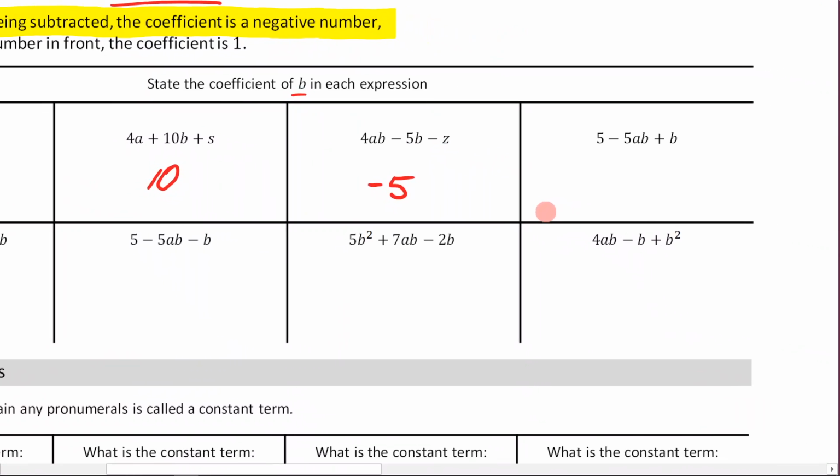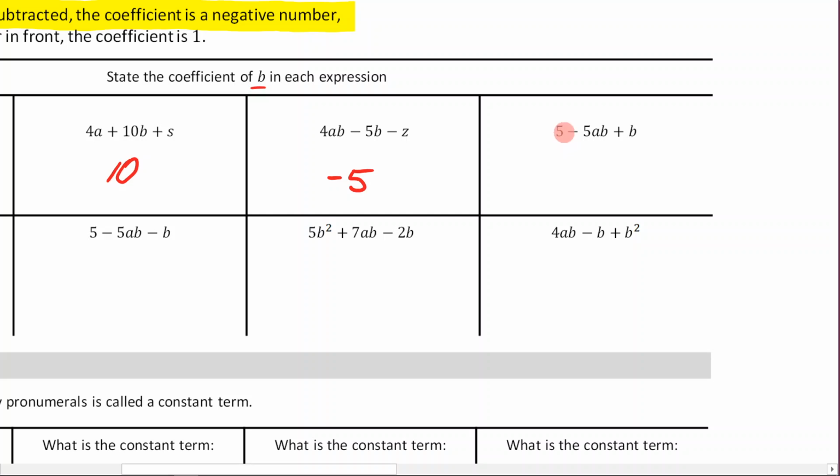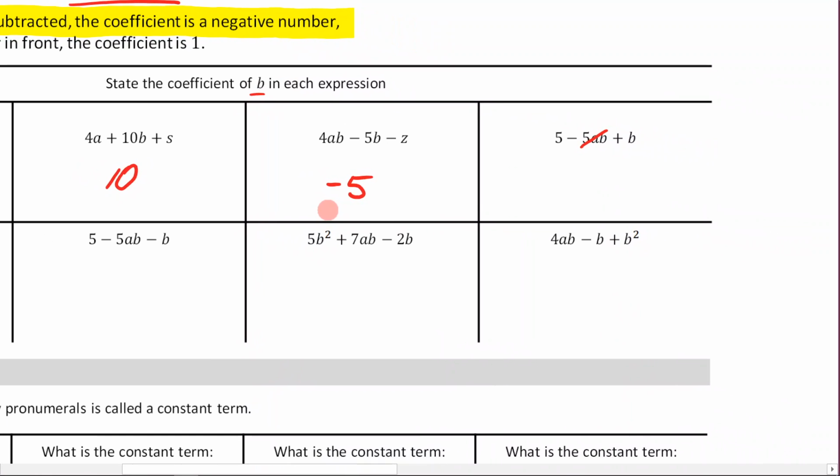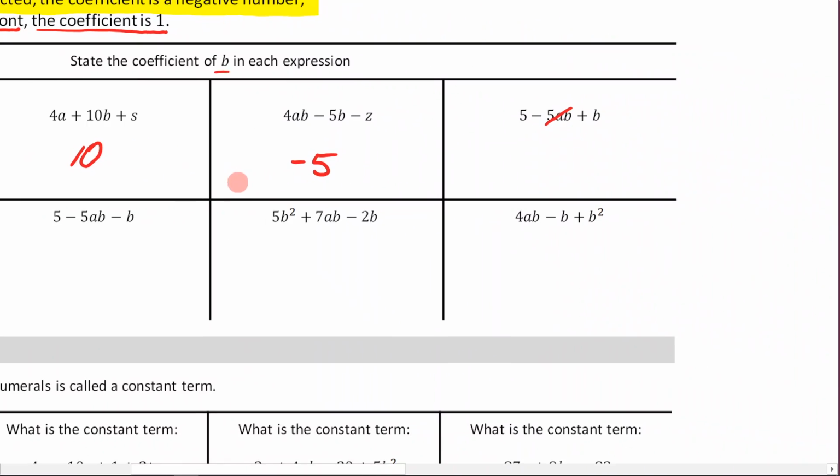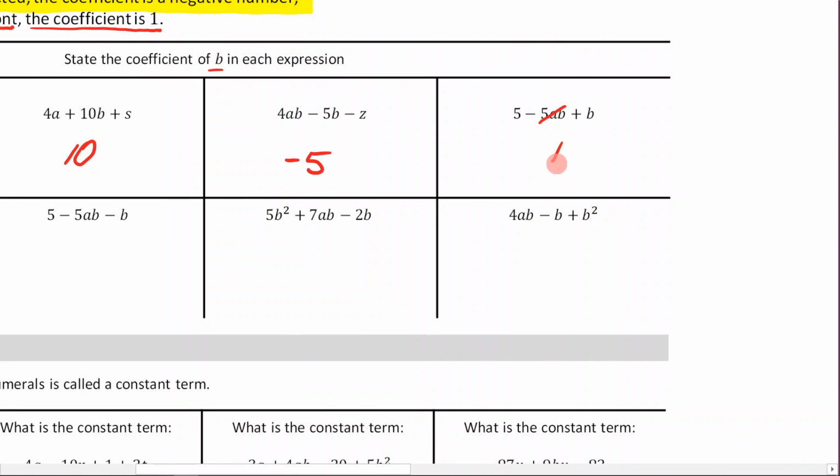Okay, let's come over here now. Here I have 5 minus 5ab plus b. Again, don't be confused by the fact that we have ab here. This does not count. We just want b by itself. Now, here's another important thing here. What is the number in front of b here? You might be thinking it's 0 because there is no number there. But remember this statement here. If there is no number in front, the coefficient is 1. So that means over here, the coefficient of b is 1.